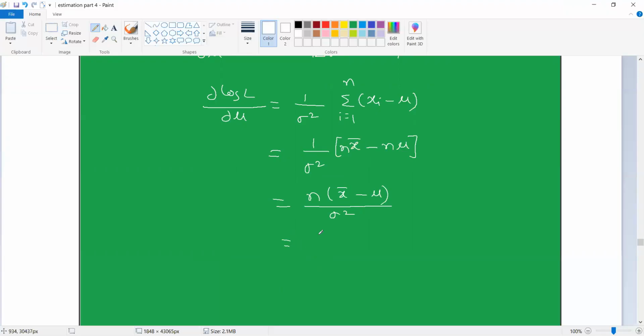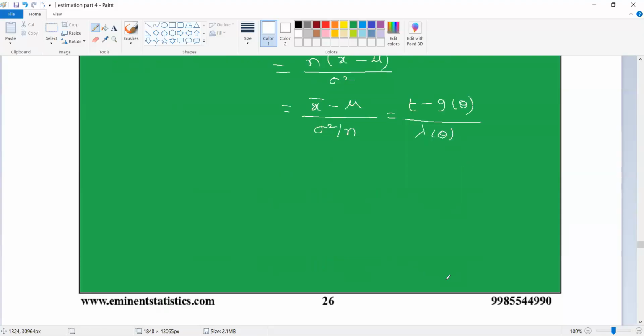So dividing numerator and denominator by n, we get (x bar minus mu) by (sigma square by n), which is the same as t minus g of theta by lambda of theta. Therefore x bar is an unbiased estimator for mu.